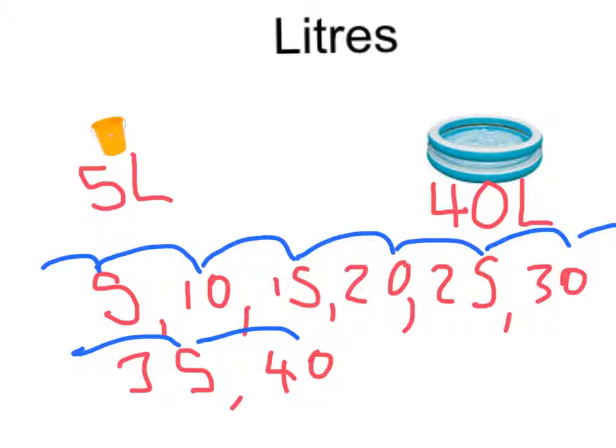So it's safe to say that 5 litre buckets multiplied by 8 will equal 40. So I would have to fill up my 5 litre bucket 8 times and empty it into my pool to get 40 litres.